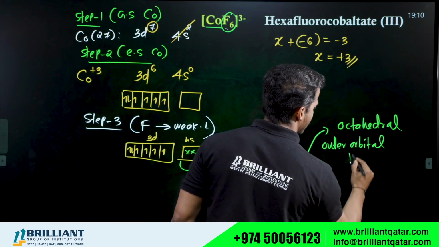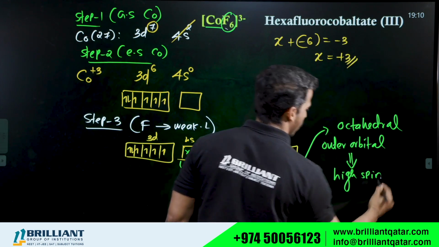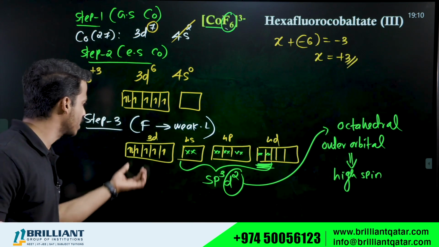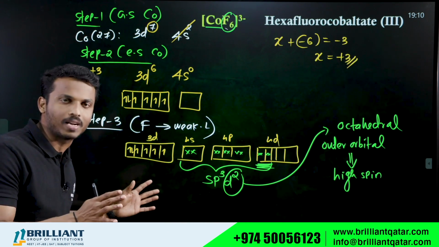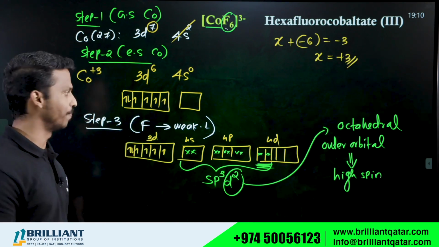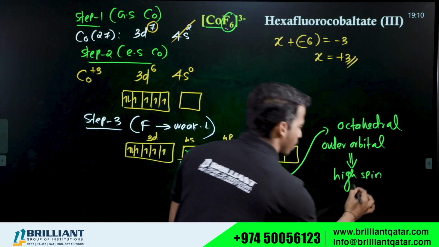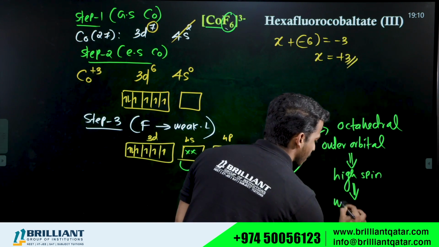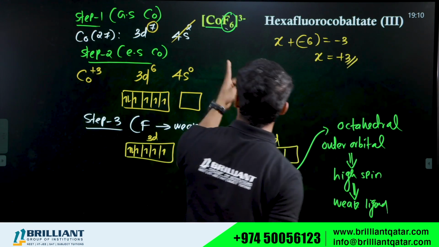Outer orbital complexes are also known as what? High spin complex, right? High spin complex. You see, in high spin complexes the orbitals are not paired completely, right? See that almost all unpaired electrons are there in the system. So outer orbital complexes are also called high spin complexes. High spin complex means there is a presence of weak ligand. Yes, our weak ligand is fluorine in this question.